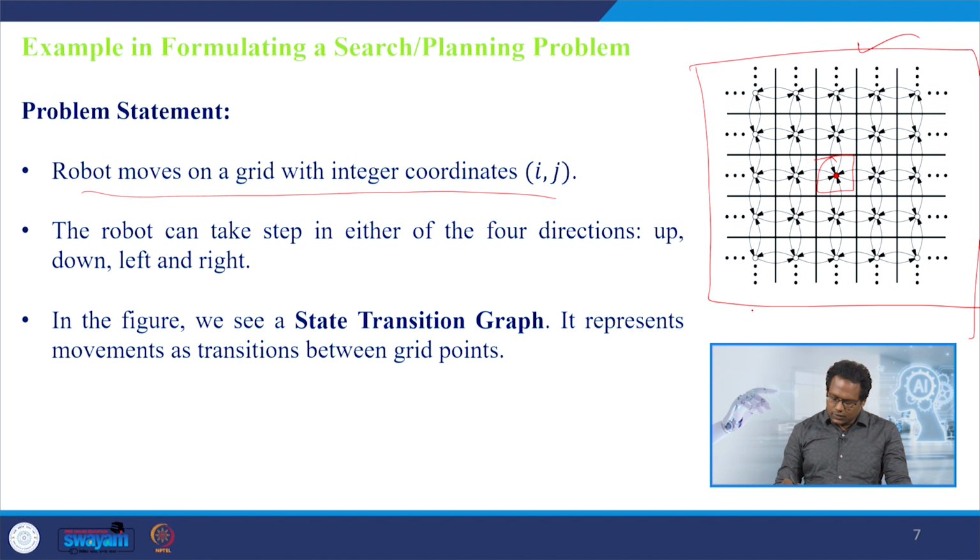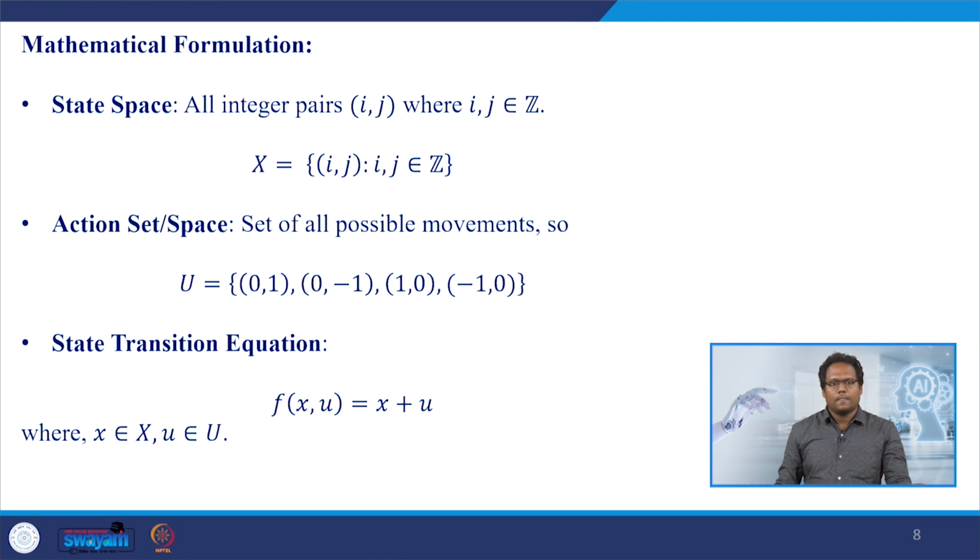So, here in this schematic we see a state transition graph. It represents the movements as transitions between grid points. The mathematical formulation goes like this: the state space is the set of all grid points, which are nothing but the integer pairs (i, j) where i and j belong to the integer space Z.